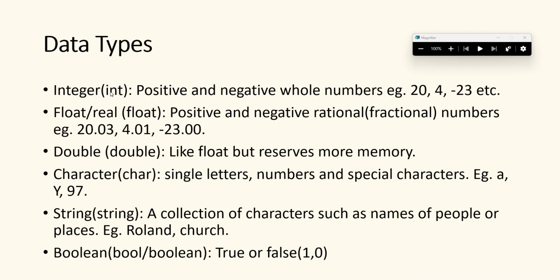So what is the integer data type? The integer data type, they are simply what? Positive and negative whole numbers. Float is positive and negative fractional or decimal numbers. What about the double data type? This one too, it's just like the float, but it reserves more memory. We have the character data type. Character data type is for storing a single character. Okay. Then a string is a collection of what? Characters. This data type is responsible for storing a collection of characters. And then boolean is simply true or false. Okay. So let me take my time and take you through one by one.